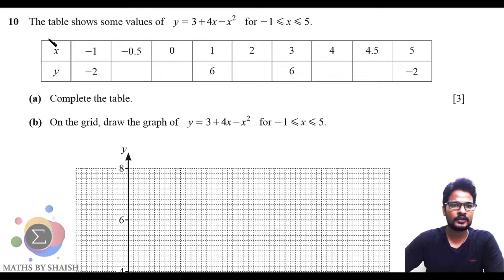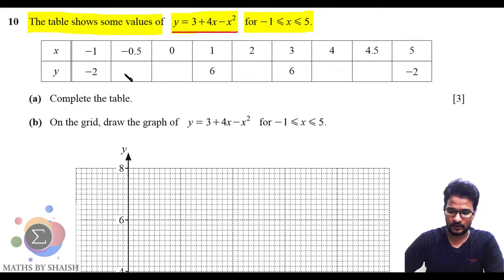Here's the 10th question. Table shows some values of y equals 3 plus 4x minus x square for x between -1 and 5. So we have all the x values given and corresponding y values we require to calculate, and we are going to put these values of x in the calculator or substitute it here. We can get the values. So I will use the table so that I can get all these values together.